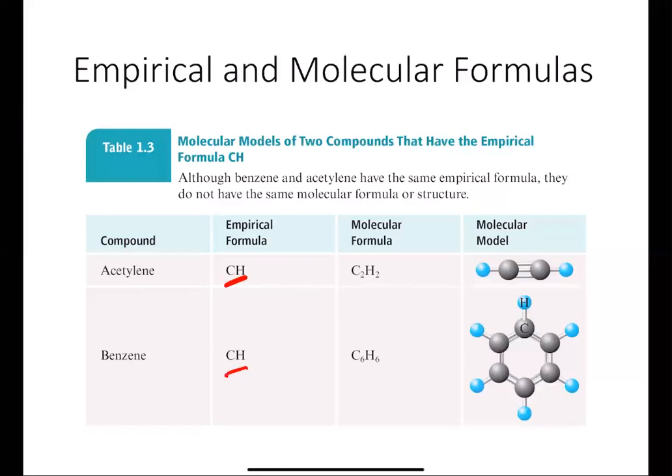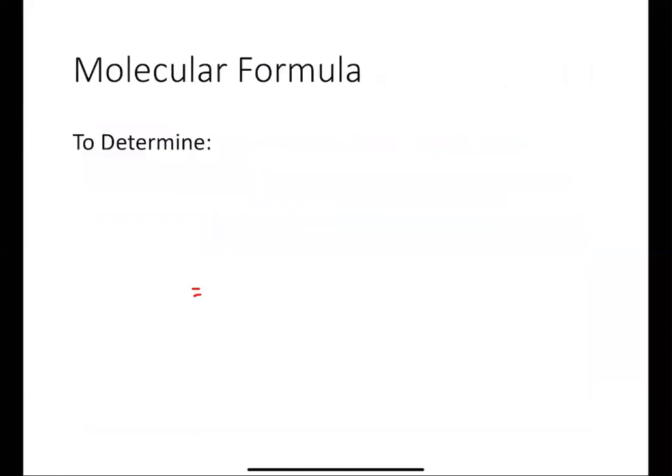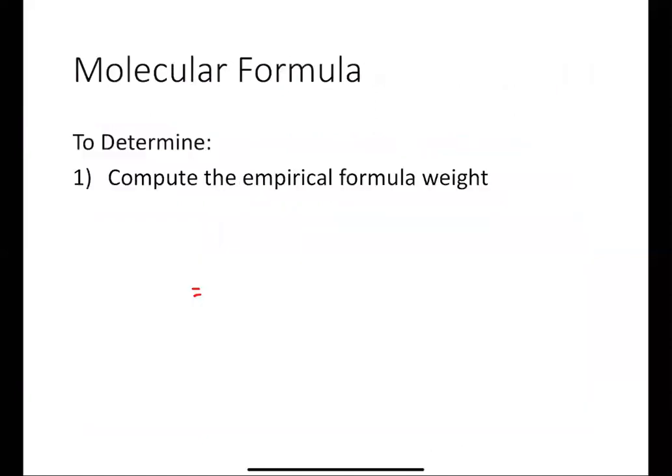If we multiply this one by 2, we get C2H2, and that gives us the molecular formula. And this one was multiplied by 6. So what we're trying to figure out is how to get these numbers to multiply by. And in order to get those numbers, you need the molar mass, and it must be given to you. You can't figure that out. So here's what you have to do.